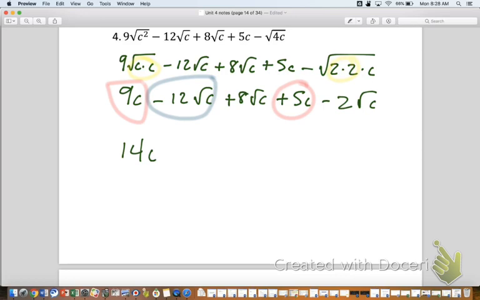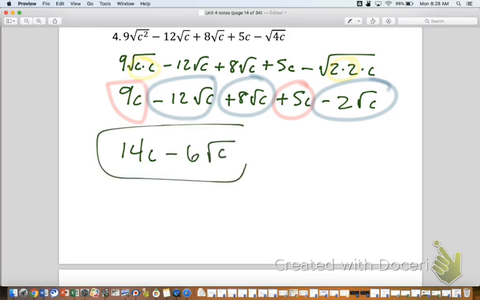And then, is there anything like the minus 12c? Oh, 12 root c. The 8 root c, yeah, everything else. All 3 of those other terms are like each other. So I'm just going to add up my coefficients. Negative 12 plus 8 is negative 4, plus negative 2 is negative 6. So negative 6 root c would be my final expression. Okay, so that last page, numbers 3 and 4, a little tougher than the first page.